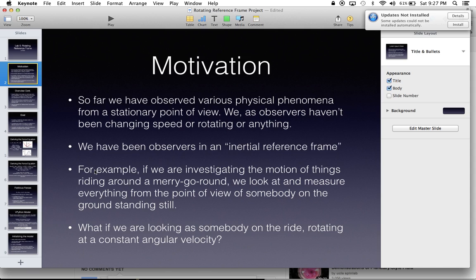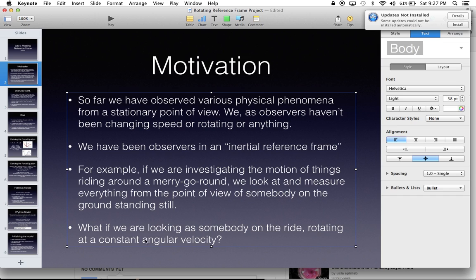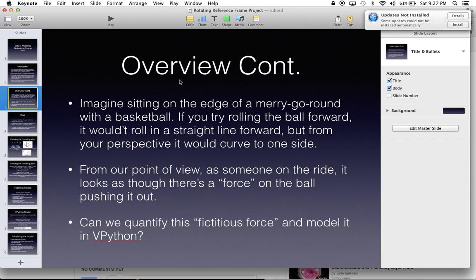Whereas if you yourself were rotating around the merry-go-round, from your point of view, you're not moving at all. Everything else is rotating around you, but from the point of view of someone on the ground, you are rotating around, and it's that difference that I want to investigate. What if we were looking at somebody on the ride, rotating at a constant angular velocity?